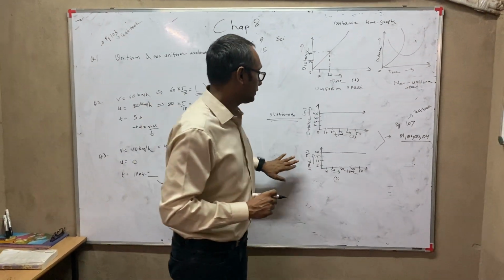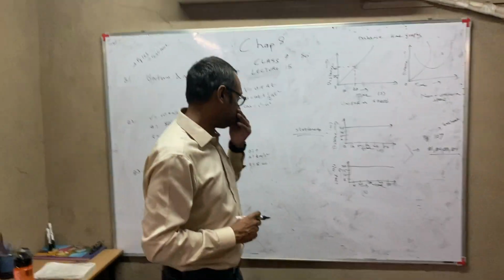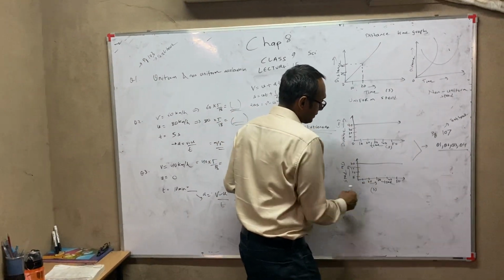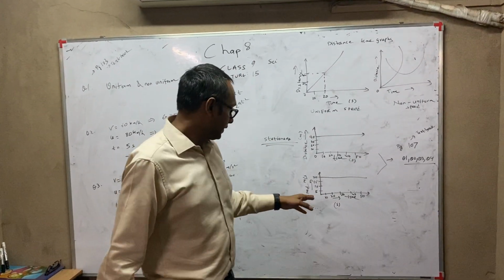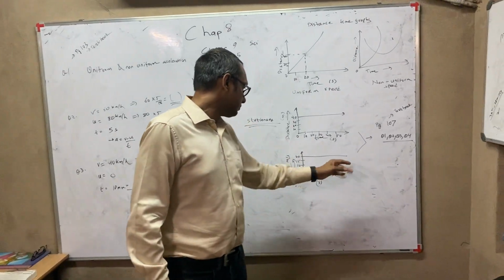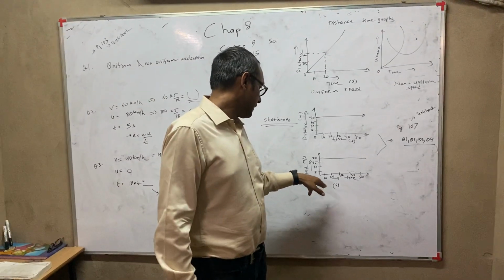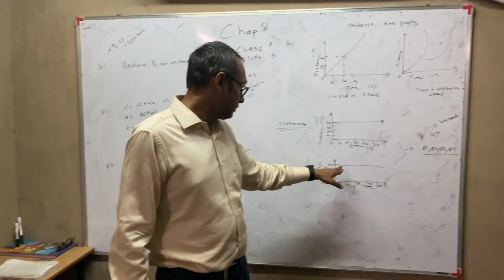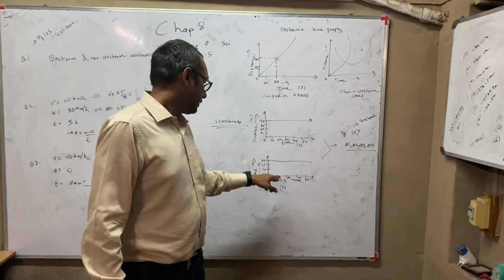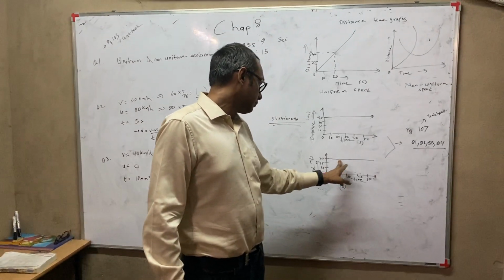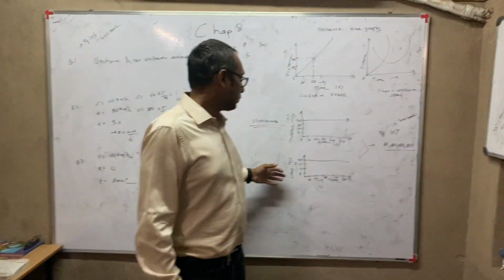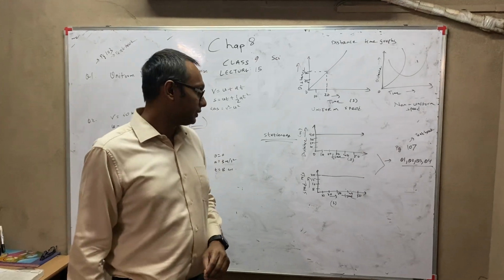Now suppose this is a speed time graph. And again, in this the line is parallel to the time axis. And if we see at 10 seconds, the speed was 20 meters per second. At 20 seconds, the speed was 20 meters per second, and so on. So what kind of motion is this?